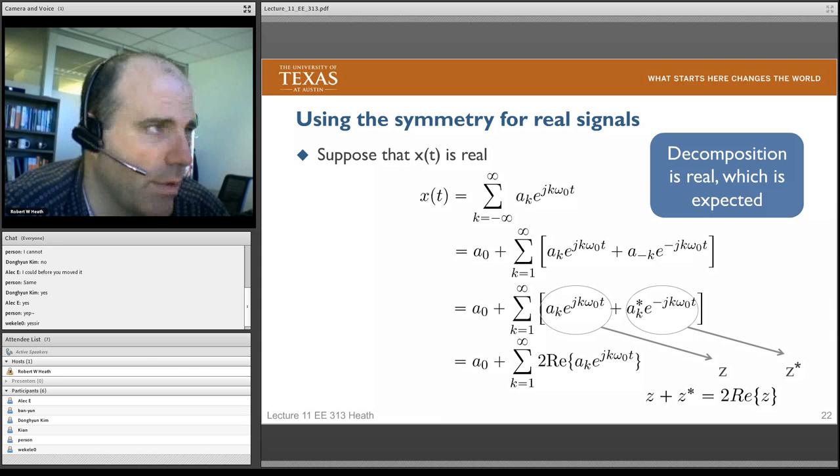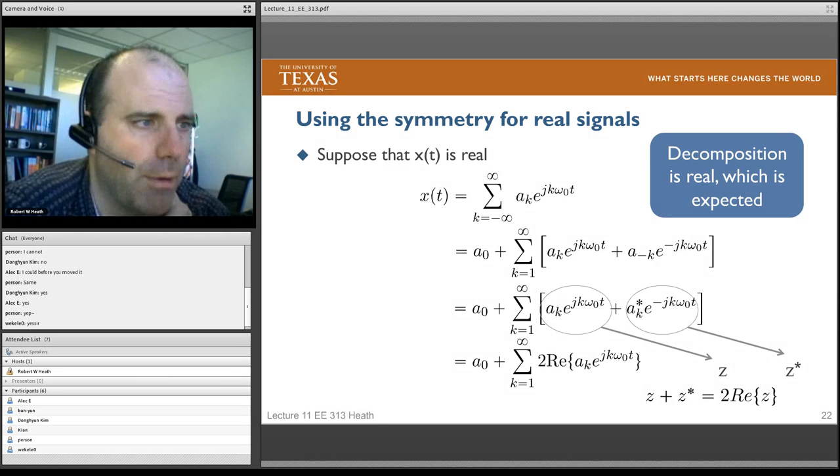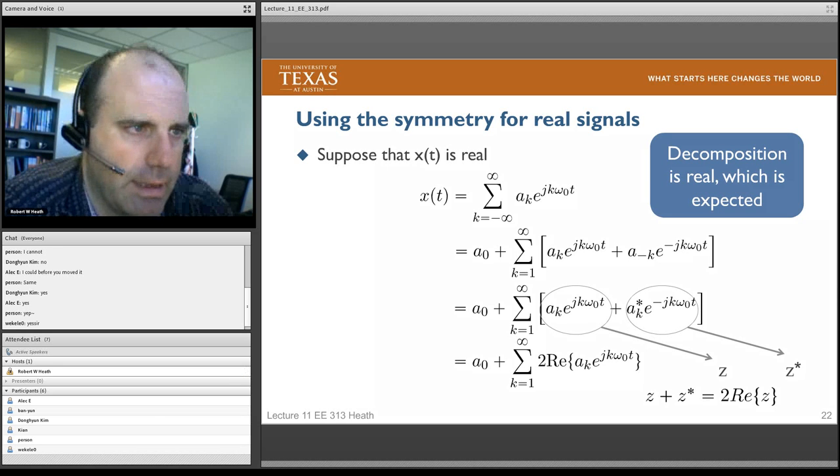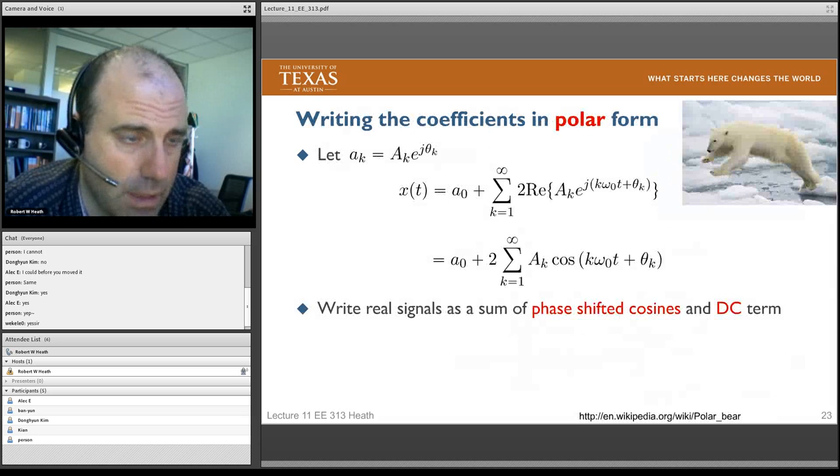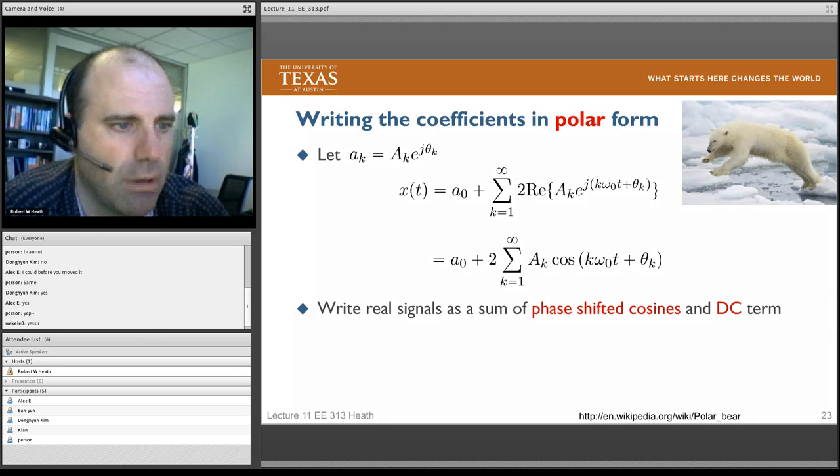And because of that symmetry, we can rewrite the Fourier series in a slightly different way. Because it's real, we're going to rewrite this sum, and pull out the A0 term. I'm going to write this sum from 1 to infinity, and I get A k e to the jk omega naught t plus A minus k e to the minus jk omega naught t. But because of the previous slide, A minus k is just the conjugate of A k. So now we see that this is a complex number, and this is the complex conjugate of a complex number. If I have a complex number plus its complex conjugate, I get twice the real part, and the imaginary part goes away. So this is equal to A0 plus the sum of 2 times the real part of A k e to the jk omega naught t.